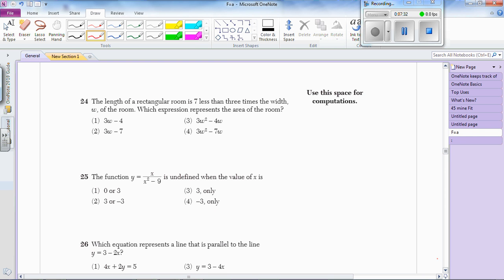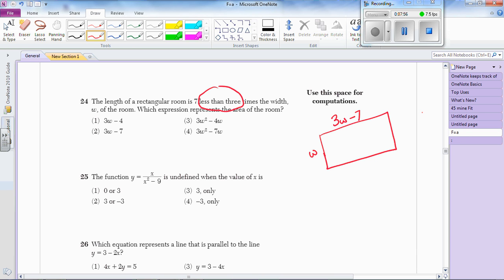The length of a rectangular room is 7 less than 3 times. What did I tell you to do with less thans? Hopefully you remember I told you with less thans you skip them. Since the width was mentioned second, we'll call this the width. So the width, and 7 less than, skip that, 3 times the width is 3w minus 7.